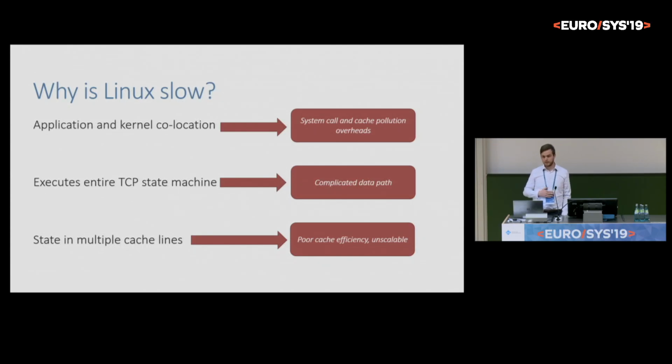We identify a few key reasons why Linux is slow and has these overheads. First, running the application and kernel on the same core introduces system call and cache pollution overheads. Executing the entire TCP state machine per packet leads to a complicated, inefficient data path. And then because you have to run the entire TCP state machine per packet, you end up with state spread out across multiple cache lines, which leads to poor cache efficiency and unscalability in terms of both server cores and the number of connections that you can handle.